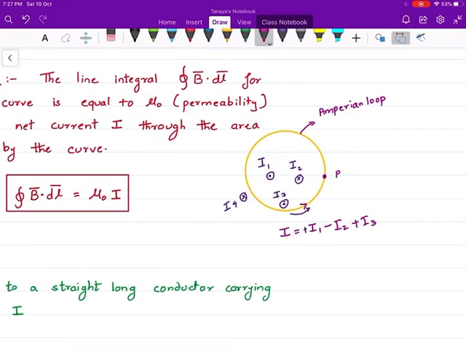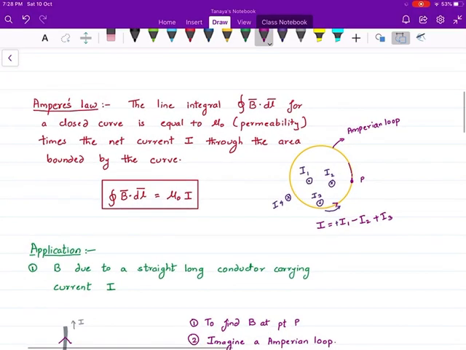And what about this integral of dl? How do you calculate it? Just as we did for Gauss's law, you have to do the same thing. We take dl, a small length over here, find the magnetic field, and then integrate over the entire loop. We add such small dl's, and that's how we get the integral. Okay, so this is Ampere's law. You will understand it better when we study the applications of Ampere's law.